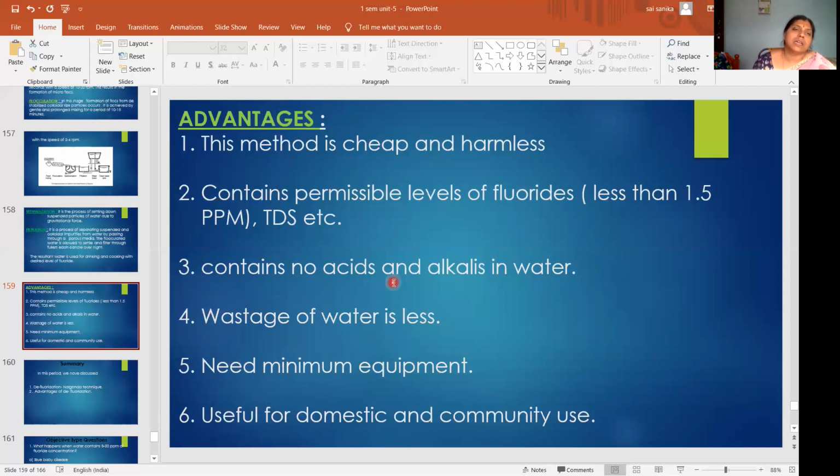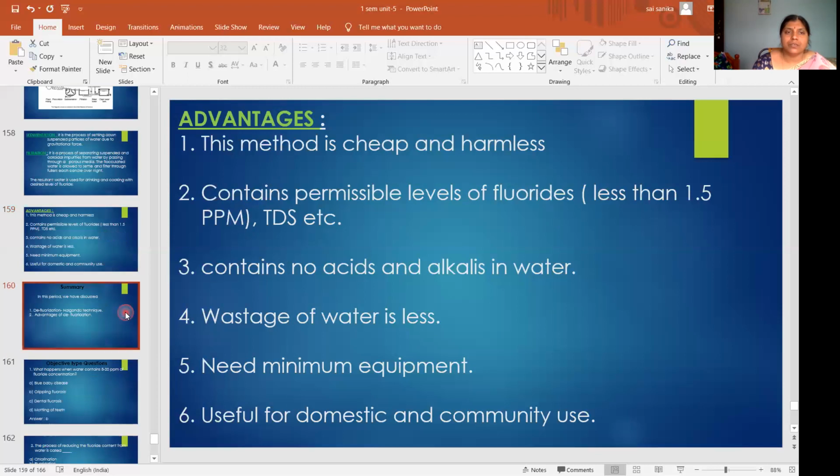So these are the advantages of Nalgonda technique. What is the first advantage? It is cheap and harmless, and contains permissible levels of fluorides. Fluoride content is less than 1.5 ppm and total dissolved salts are also very less. It contains no acids and alkalis in water. Wastage of water is less. It needs minimum equipment. It is useful for domestic and community use.